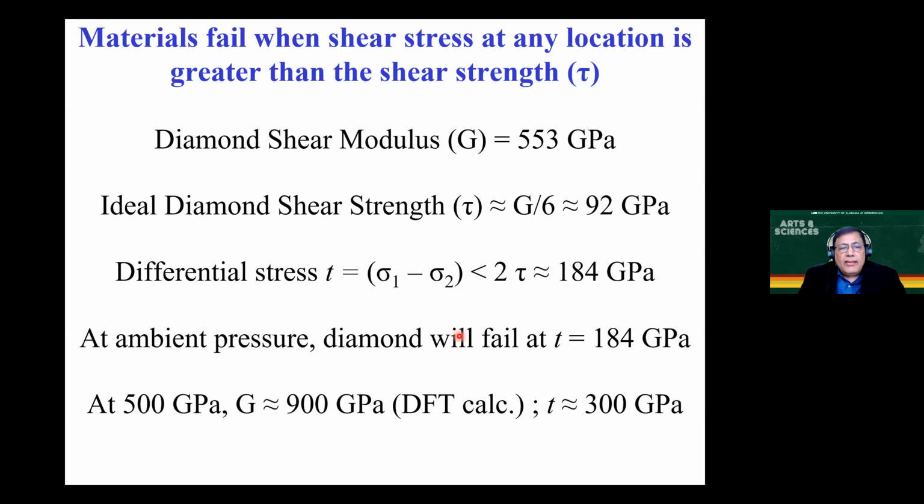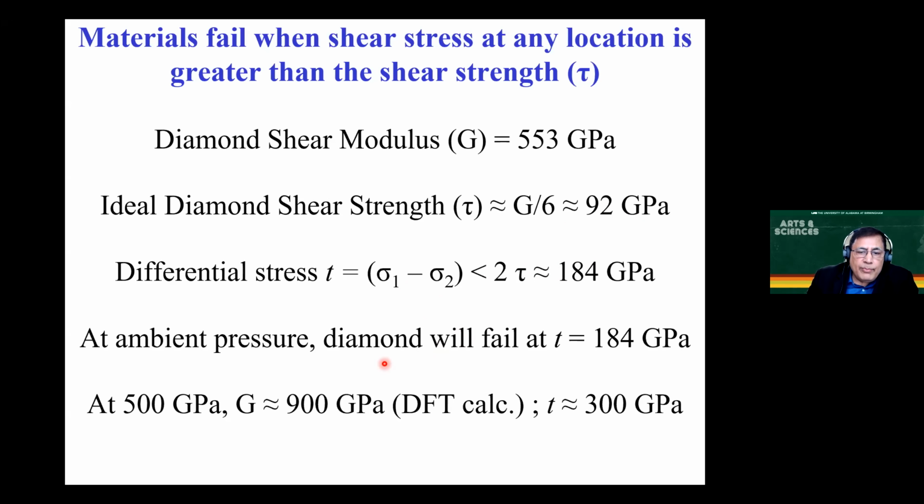So let's answer our first question. What is possible in DAC? That was our first question we posed. If we look at the shear modulus, which is 553, divided by 6, you have about 92 gigapascals as the ideal diamond shear strength, or a differential stress which is twice that. So anytime in a DAC, if the difference in these two would exceed 184, we'll have a fracture.